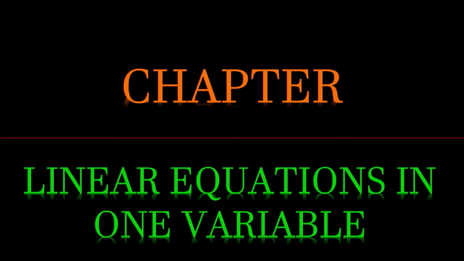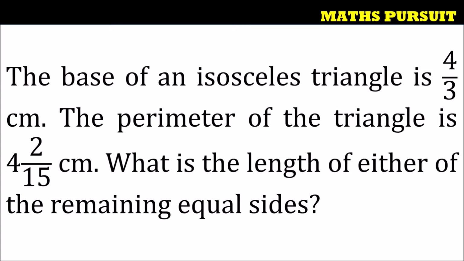Today we will look into the questions from the chapter called Linear Equations in One Variable. The given question is: the base of an isosceles triangle is 4 upon 3 centimeter. The perimeter of the triangle is 4, 2 upon 15 centimeter. What is the length of either of the remaining equal sides? So guys, let us see how we can answer this question.